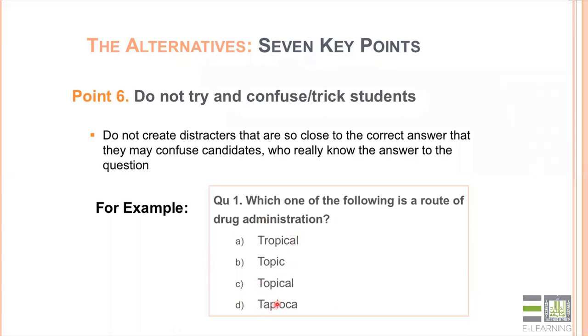So avoid using alternatives that are too close to the correct answer.